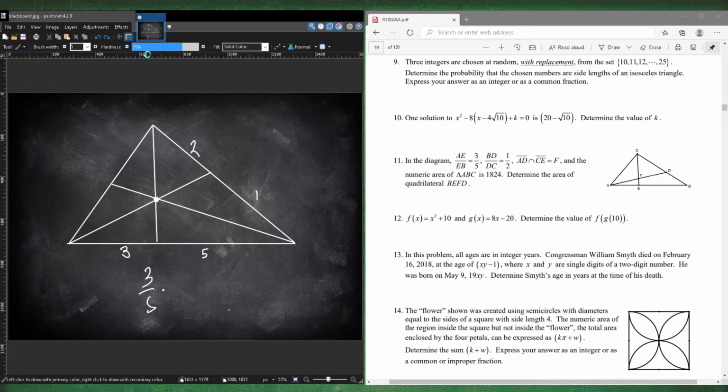So A equals 10 and B equals 3. Okay, so now we have that. So what we're gonna do now is we're gonna use something called mass points.